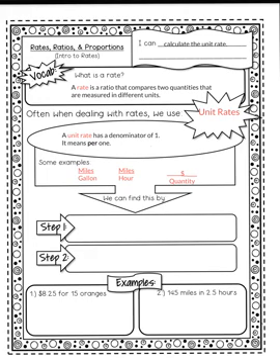Often when dealing with rates, we use unit rates. A unit rate has a denominator of 1. It means per one of something.